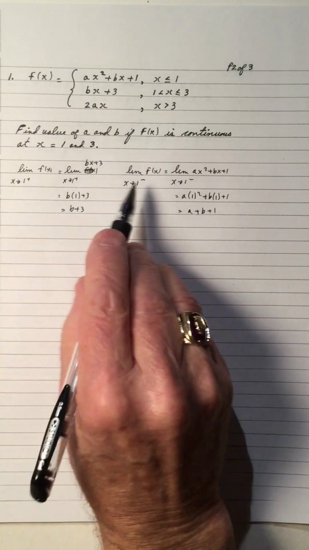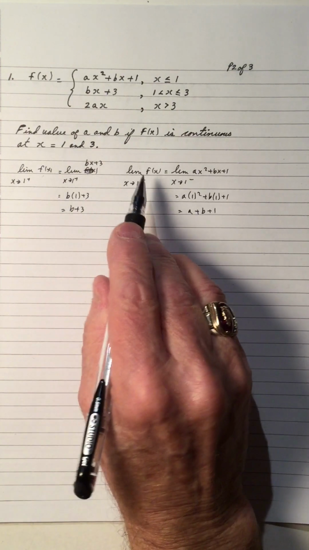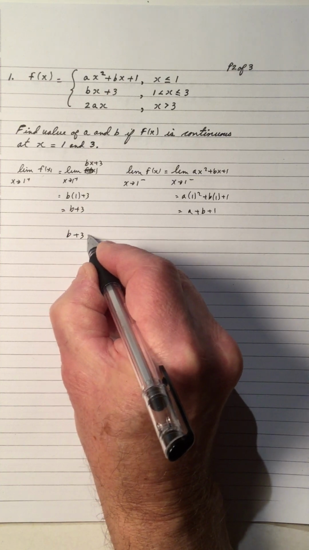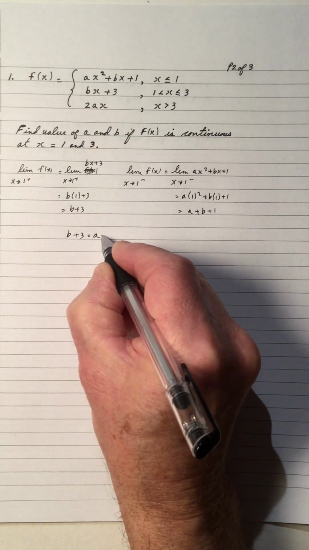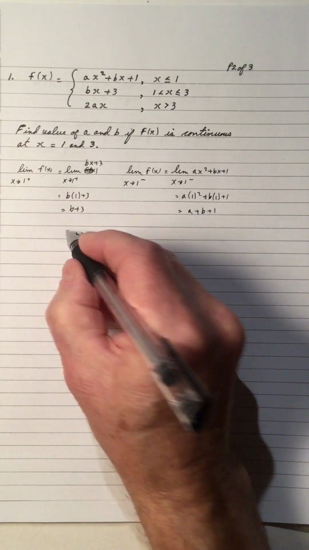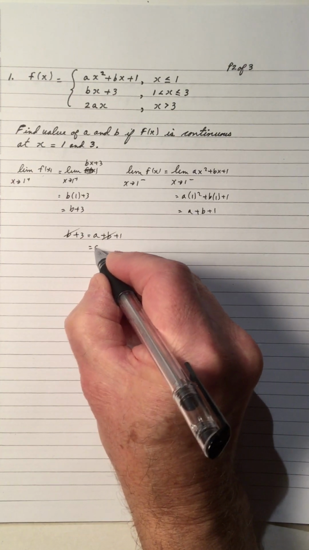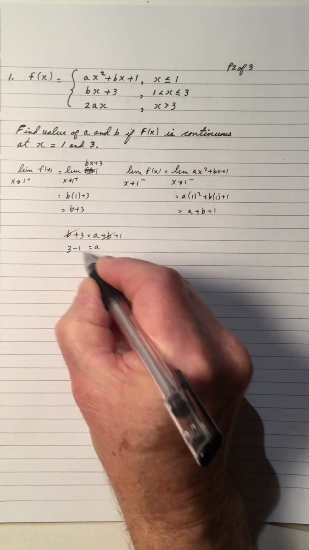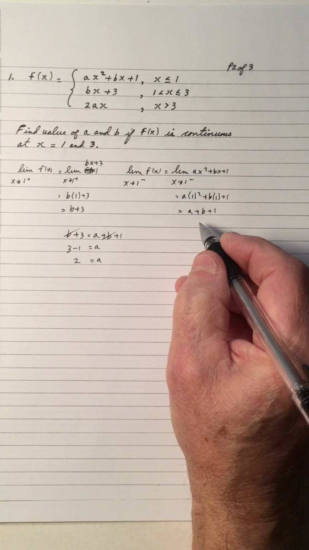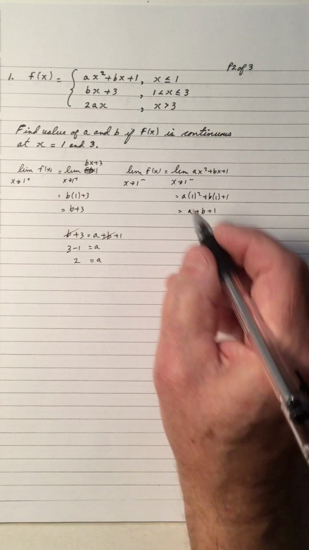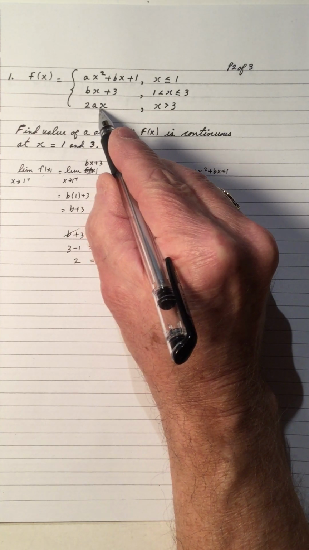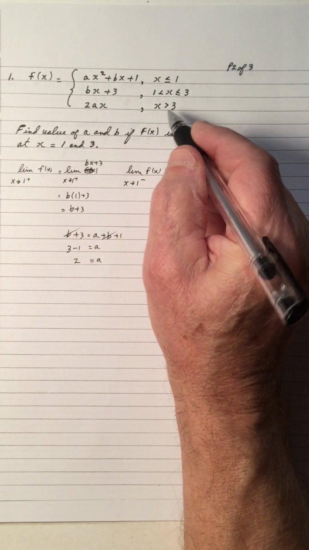And because it's continuous, the limit on the right equals the limit on the left. So that means that b plus 3 is equal to a plus b plus 1. And the b is on each side, so we can cancel. So a is equal to 3 minus 1. A is equal to 2. So we can put a 2 in here and get 4x and then work it out for 3.